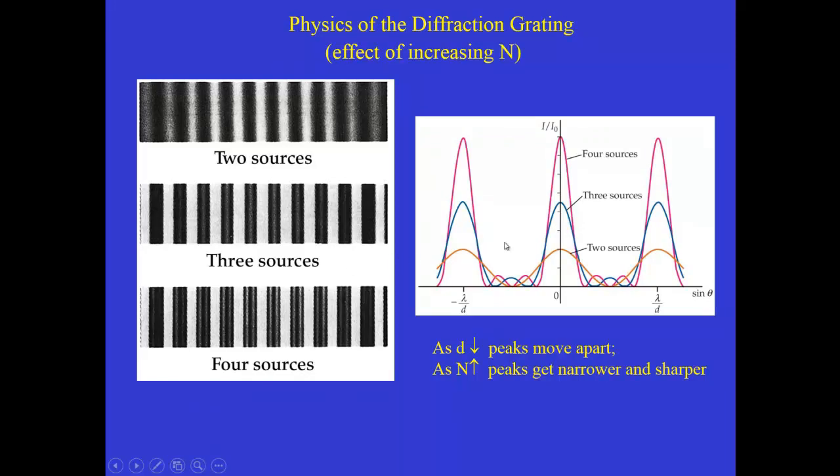Alright, so the red intensity pattern shows what we get with two sources. We get a peak at the center, maximum intensity, goes down to a minimum, and then appears again as a maximum. And that's what we see in the top photograph. Two sources, a bright fringe at the center, surrounded by two dark fringes, and then more bright fringes. When you add a third source, what happens is the individual bright fringes get brighter. And then you can see right in the middle of the dark fringe, a very faint secondary maximum appears.